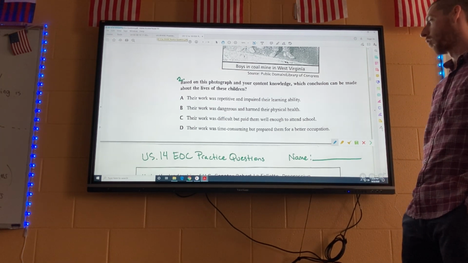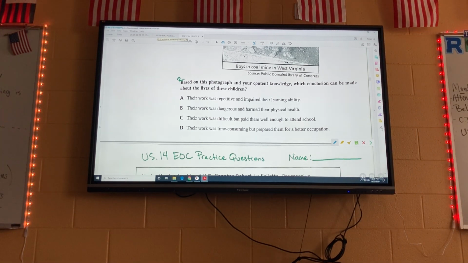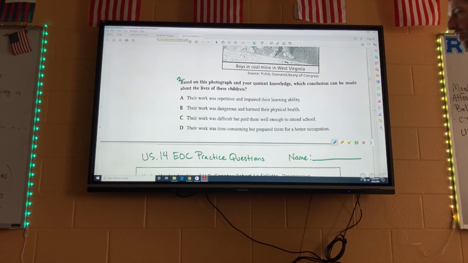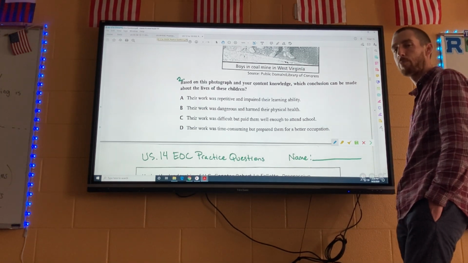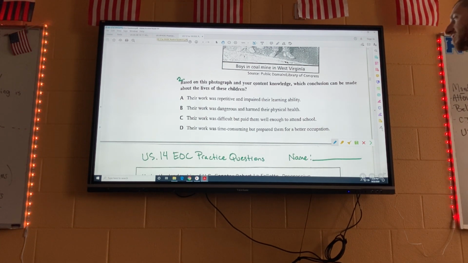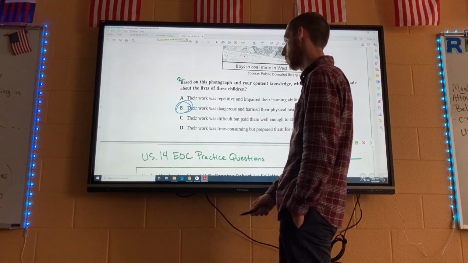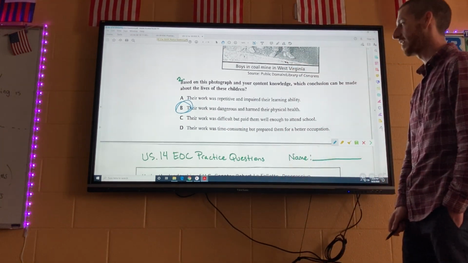Well, if they are working in a coal mine, that is a very dangerous job. And I don't know what you know about coal mines, but a lot of times, a lot of these guys develop problems with their lungs because they're breathing in coal dust. It's called black lung. So their work was dangerous and was potentially harming their physical health. So 4 is B.